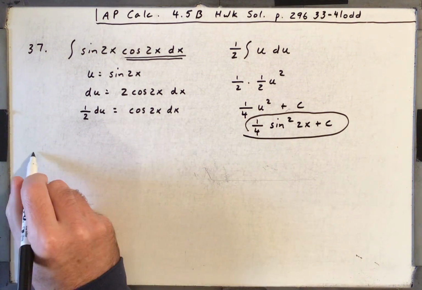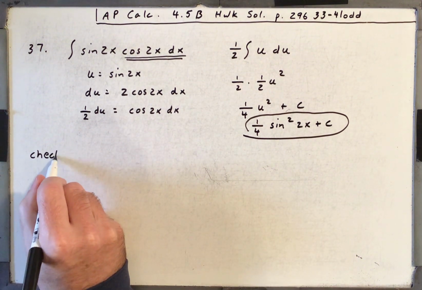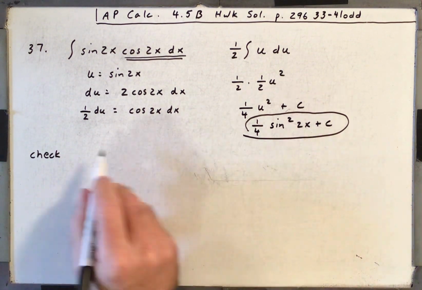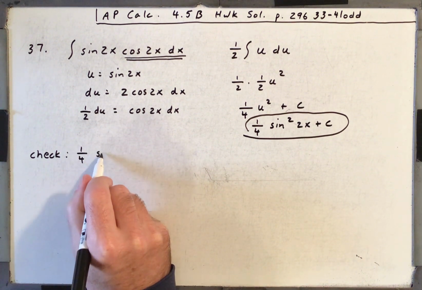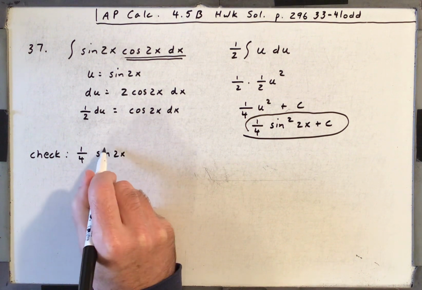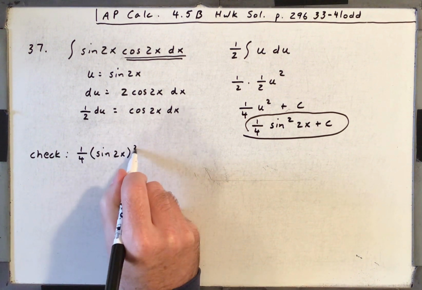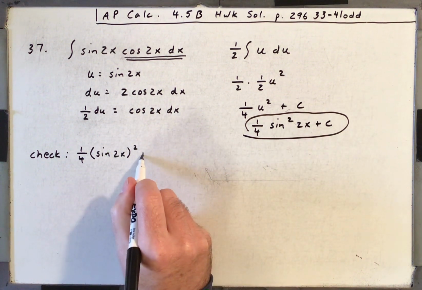All right, so I'm going to go ahead and check this one. Let's think about this as 1/4 sine 2x all squared, because that's the same thing, plus c.